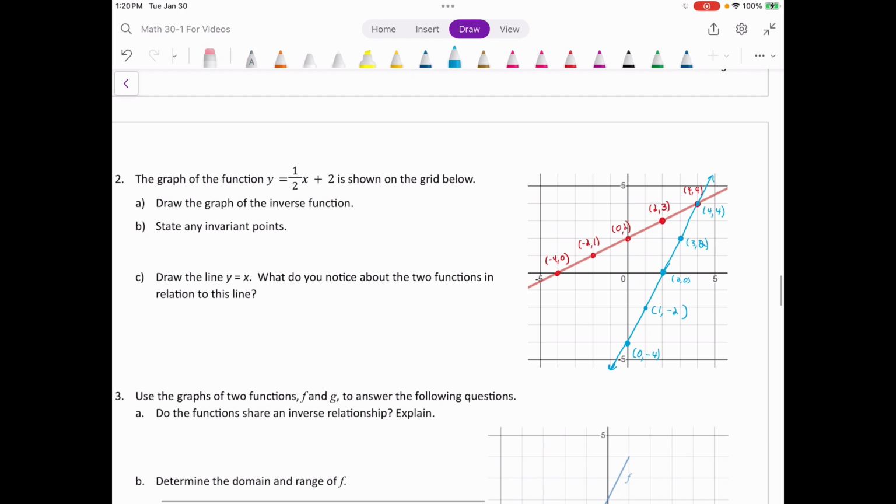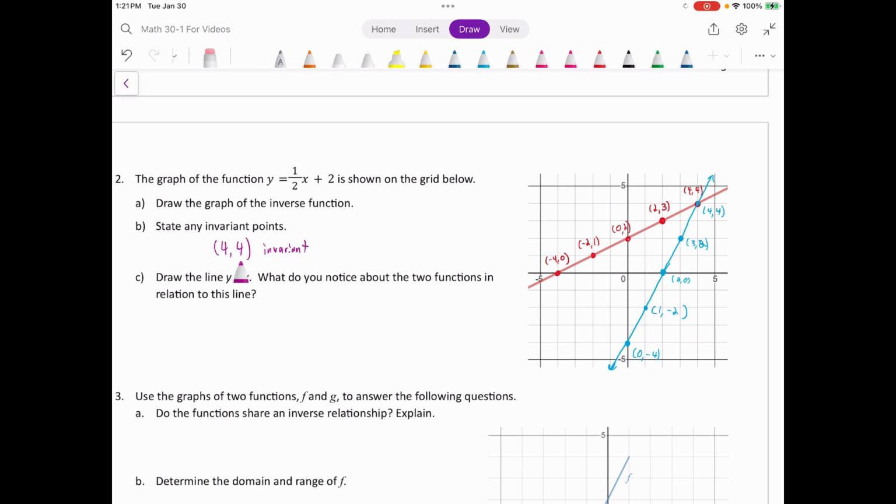Okay, so what are the invariant points? 4, 4 was invariant. And again, that makes sense because x equaled y there. Y equaled x. So swapping those two is not going to change that point.